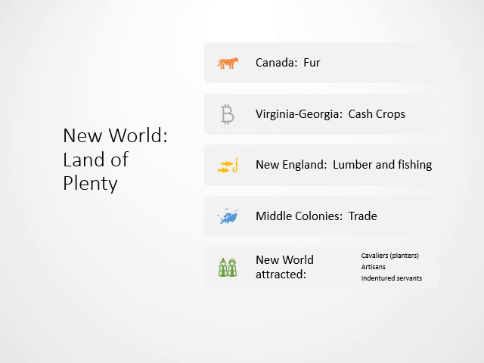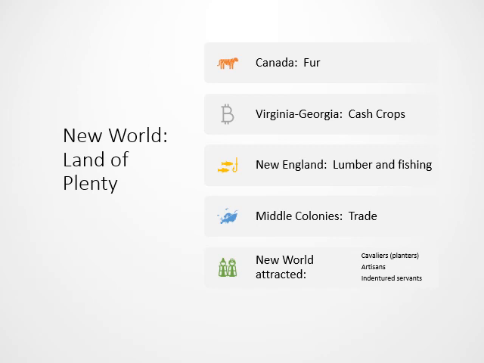People moving to Canada or settling in Canada discovered a rich fur trade. In Virginia and Georgia, people began planting cash crops such as tobacco and later cotton. New England became a source of lumber and massive fishing.